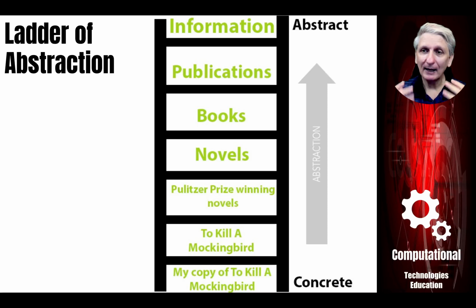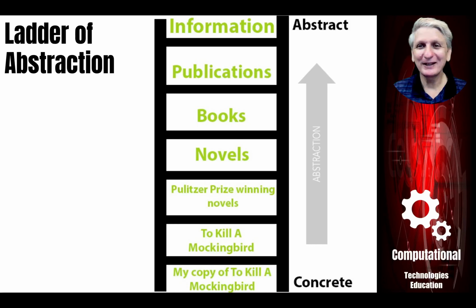But it is part of a set of all the books of To Kill a Mockingbird, of which there are millions throughout the world. And all of those books are part of a set of prize-winning novels that involve lots of different authors and books. And all those prize-winning novels are part of a larger set, a more abstract set of novels. And novels are part of a more abstract set of books, which are a part of a more abstract set of publications, which are part of a more abstract set of information sources.